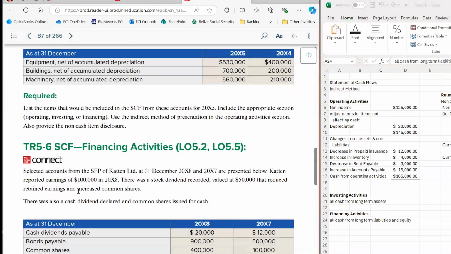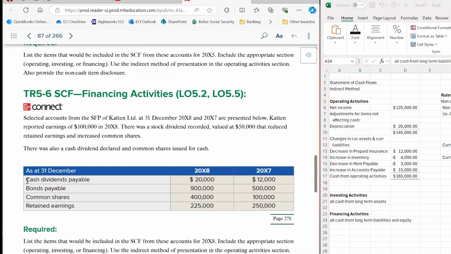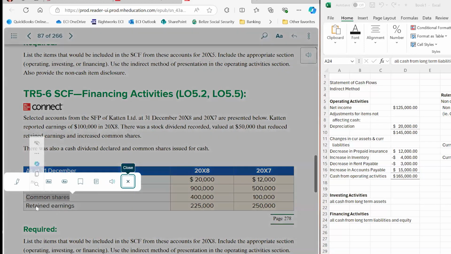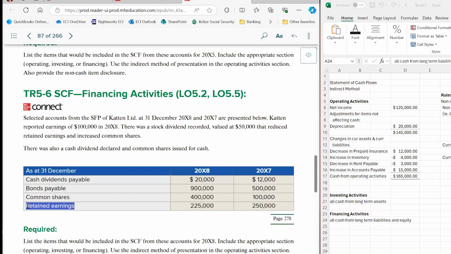So you can see it again in the question, but basically, if you look here for financing activities, you can see it's if they have cash dividends, well, you pay cash for dividends. Bonds, you either buy bonds, like you have some transactions that are related to bonds, common shares, maybe you issue more shares. This is an equity account, retained earnings, of course, being an equity account as well, where companies pay dividends.